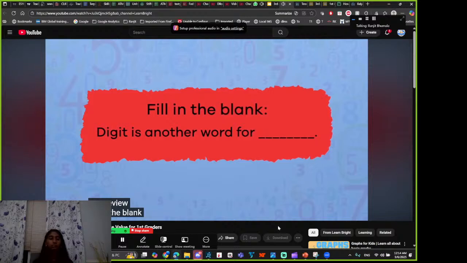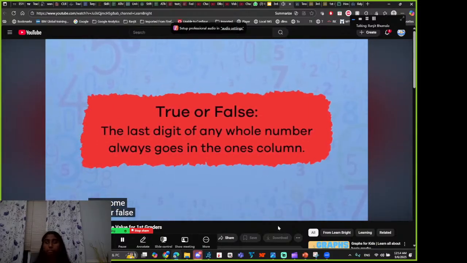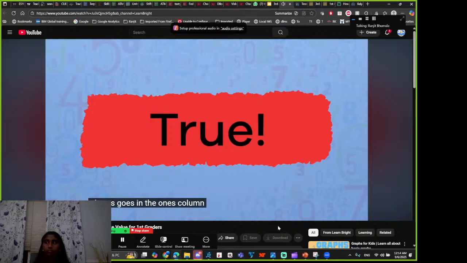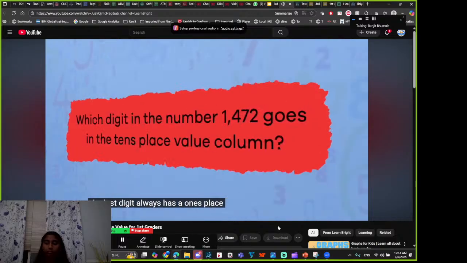Fill in the blank. Digit is another word for... Did you say number? Awesome! True or false? The last digit of any whole number always goes in the ones column. True. No matter how big or small the number, the last digit always has a ones place value.